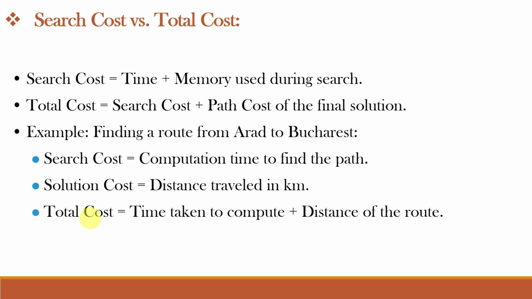So total cost will be a combination of search cost plus solution cost, that is time taken to compute plus distance of the route. So obviously, if an algorithm spends too much time searching for a better route, it might waste resources, and artificial intelligence agents must balance computation time and solution quality efficiently.